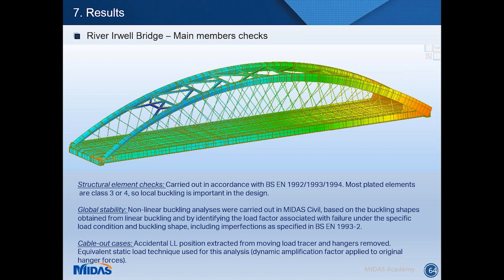Another important and very demanding case for this structure was the cable out load case. In this case, the structure needed to be safe for any 4 consecutive hangers being accidentally broken. So this was done through a static analysis where the elements were removed and an amplified force was applied statically, and the bridge was checked under these conditions.